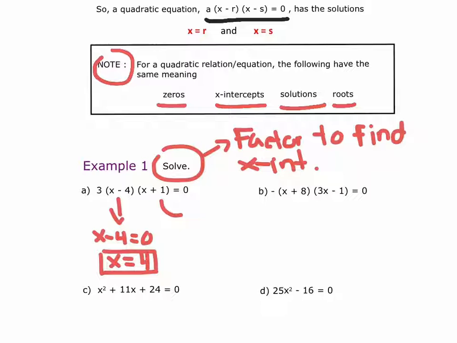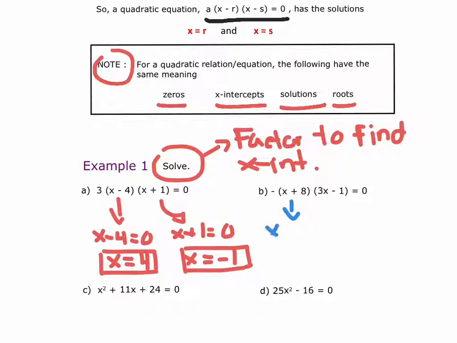And our second answer is x plus 1 equals 0. Therefore, we get a final answer of x equals negative 1. Try the next one by yourself. If you've done it quickly, x plus 8 is equal to 0. Therefore, we get x equals negative 8.